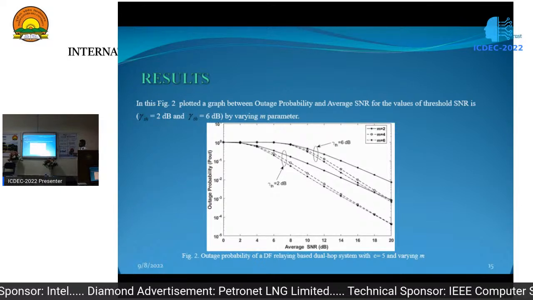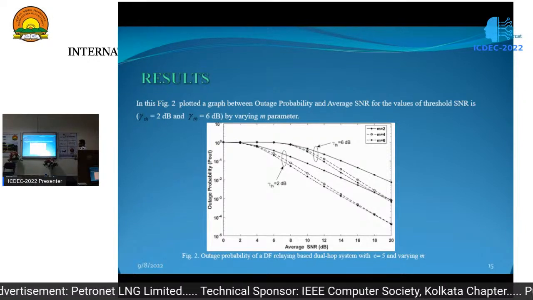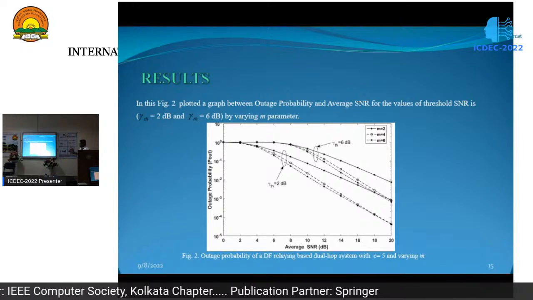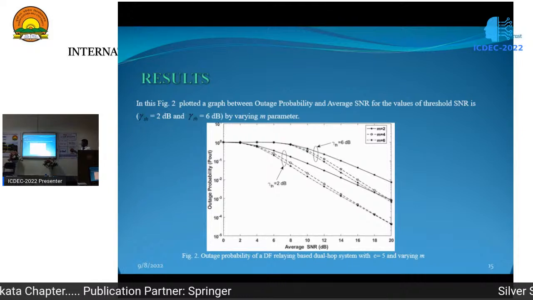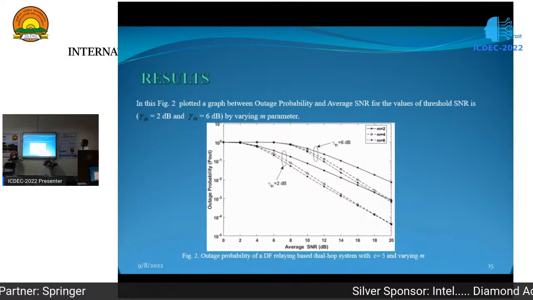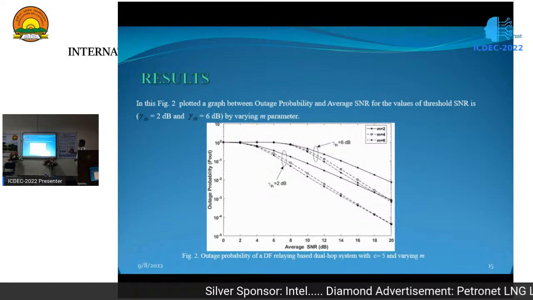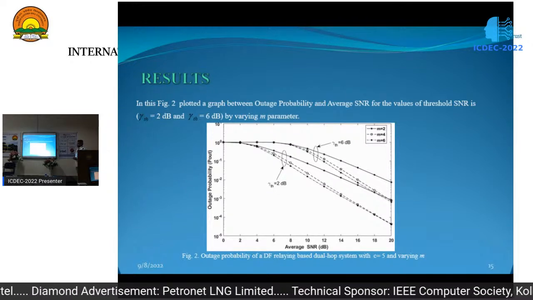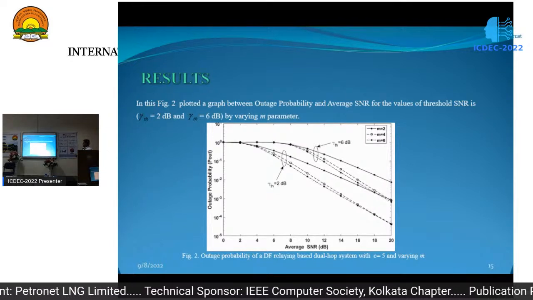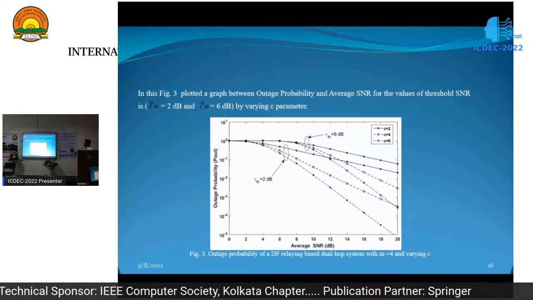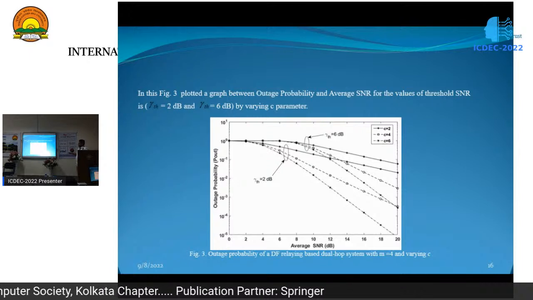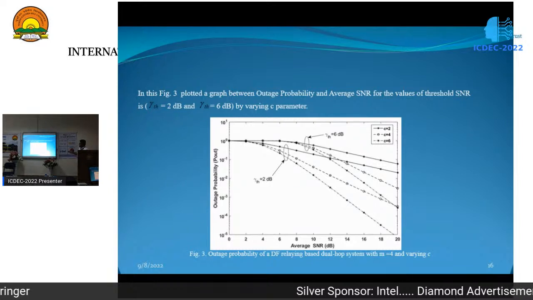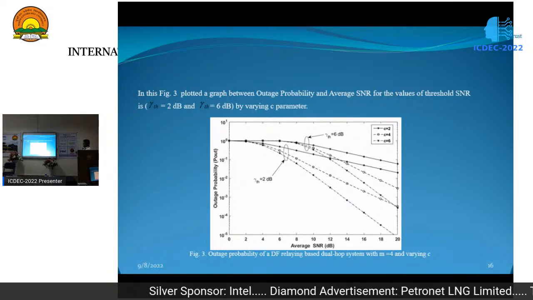After that, as the SNR increases, the lines disperse, and from this graph we get that as the average SNR rises, the outage probability drops and the performance gets better. Comparing the two threshold SNRs, we find that 2 dB gives better performance. Similarly for the next fading parameter, we have taken the same threshold SNR of 2 dB and 6 dB. Here again you can see the same straight line at low SNR.